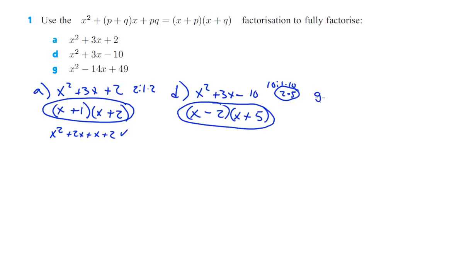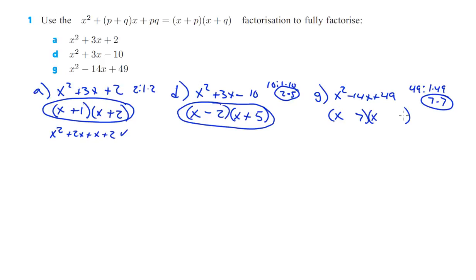Okay. G, we've got x squared minus 14x plus 49. So I want to come up with the factors of 49 that hopefully add up to 14. So 1 times 49, I don't think so, but 7 times 7 add up to 14. So we can go x times x to get x squared.